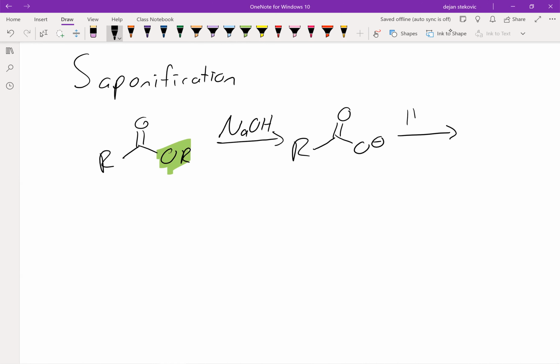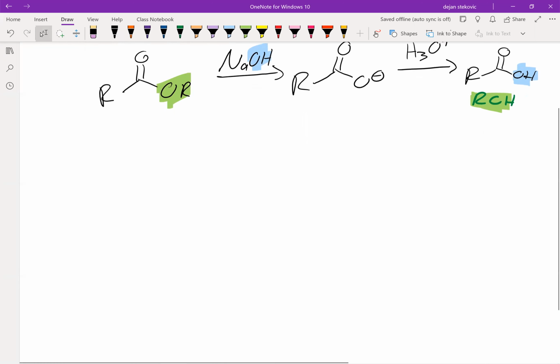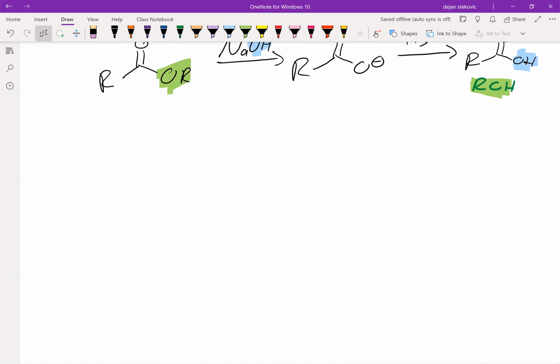Now, of course, if you want to reprotonate the carboxylate to the carboxylic acid, you can just add some acidic water. And if you think about all the components, this OH right here is this OH right here. And then, of course, the ROH came from the ester. In terms of the mechanism, it's pretty simple. Take a look at the work along. Again, this is how soap is made.